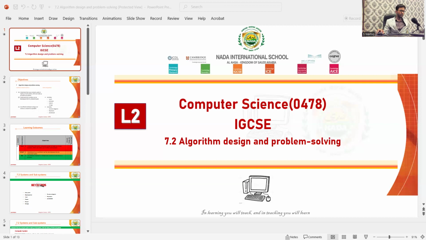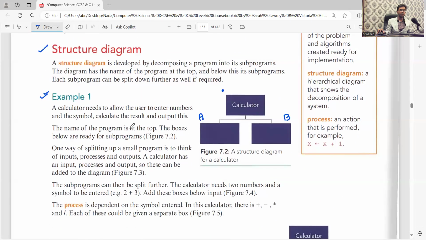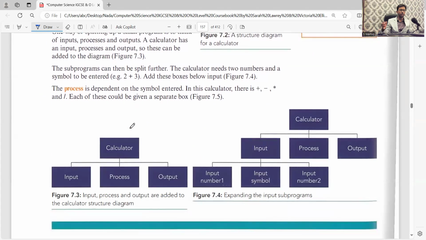Let me make it even more clear for you. For example, if I just flip my screen, what is a structure diagram? As you can see right here, a structure diagram is developed by decomposing a problem into sub-problems. The diagram has the name of the program. For example, this is an example of a calculator, which is divided into two areas: this is your area A and this is your area B. A structure chart means that you are splitting your problem into many areas so that you can reach a solution.